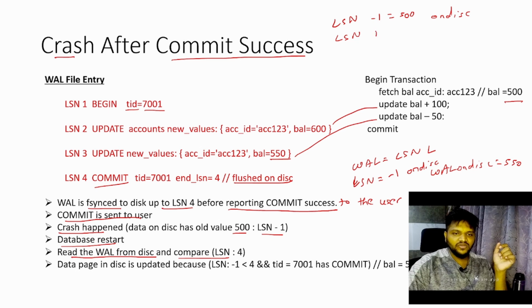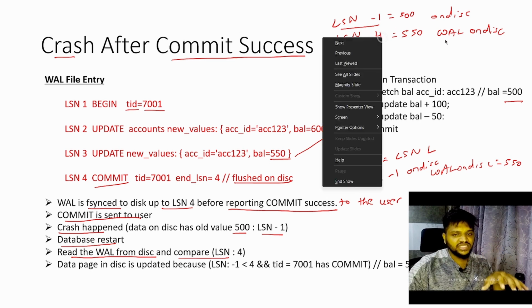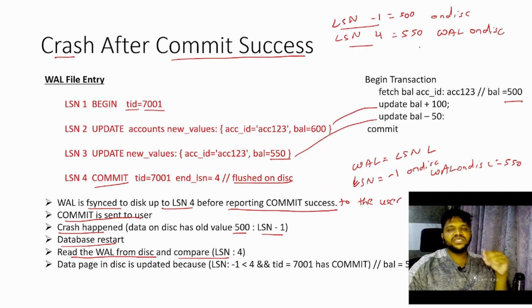LSN 4 is equal to 550. It is present in the WAL file on disk. So now what it does is it compares the LSN. My LSN is older than what is present in the WAL file, plus it looks at whether this WAL file's LSN 4 instruction has a commit. So if I am outdated, then this LSN plus it has a commit instruction means there was something that was supposed to be updated into the database but I crashed. So now it is my responsibility to update that.